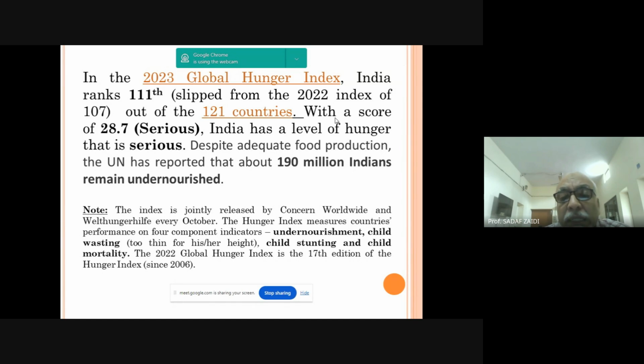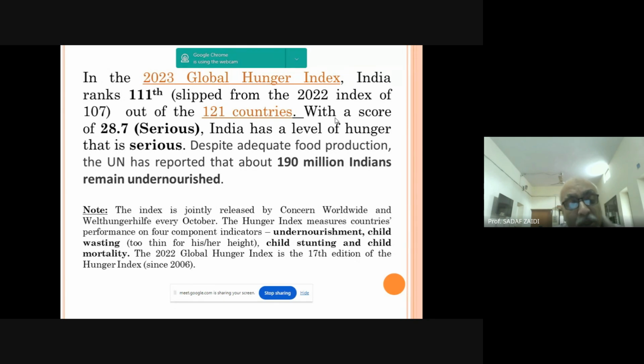So 190 million, 19 करोड़ भारतीय जो हैं वो अंडर नरिश्ड है. और ये जो हंगर इंडेक्स है, ये बेसिकली 4 कंपोनेंट्स पे बना है. और 4 कंपोनेंट्स क्या है? अंडर नरिशमेंट, चाइल्ड वेस्टिंग, जिसमें कि बच्चे का जो डेवलपमेंट है वो प्रॉपर नहीं हुआ है, वेस्टिंग या तो टू थिन है फॉर हर हाइट, हिज और हर हाइट. देन चाइल्ड स्टंटिंग, छोटा है, जितना हाइट होनी चाहिए उतनी हाइट नहीं है. एंड चाइल्ड मोर्टेलिटी, कितने बच्चे मर रहे हैं पर 1000 बर्थ्स. तो ये 4 पैरामीटर्स पर बेस्ड है ग्लोबल हंगर इंडेक्स.